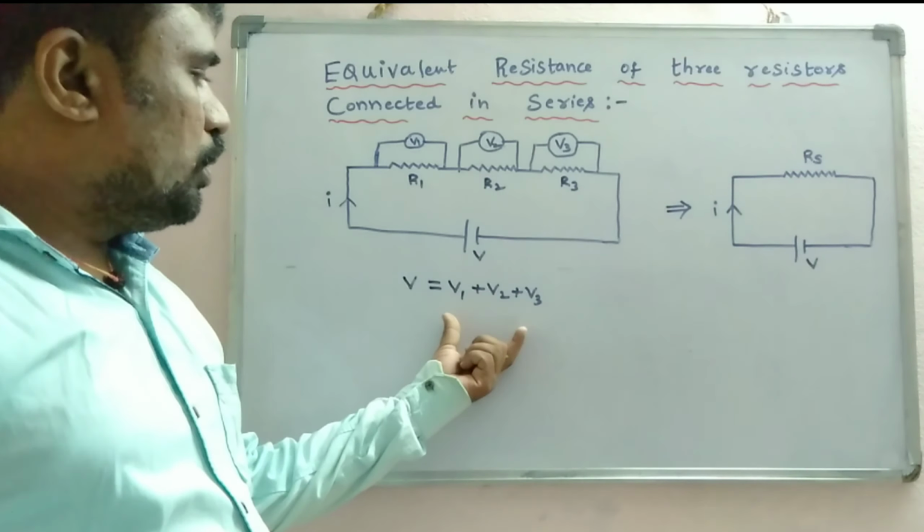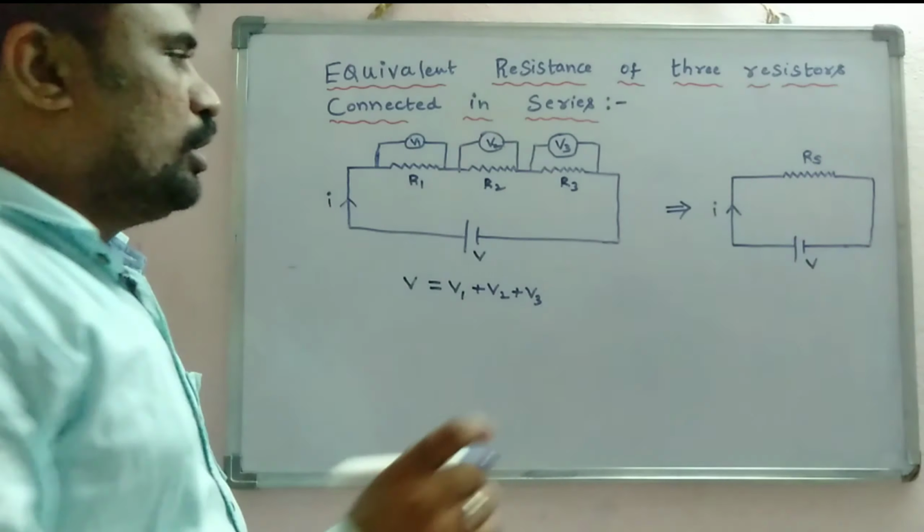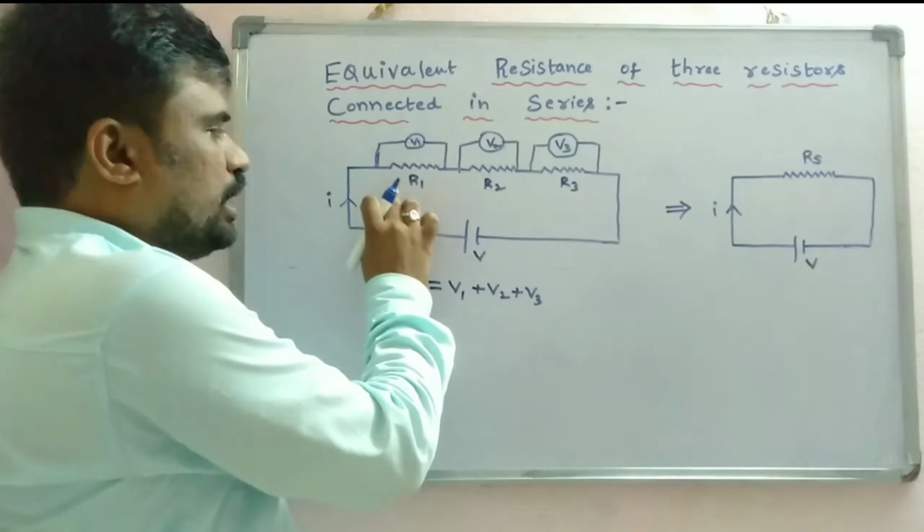Right. So now what we are going to calculate? We are going to calculate what is the equivalent resistance of three resistors. So in place of these three resistors, I have to keep one single resistor. Let us call that as RS. Now I am going to find out the value of RS. So now let us apply Ohm's law to R1, R2, R3 and even RS. You know Ohm's law. The formula for Ohm's law is V equal to IR.